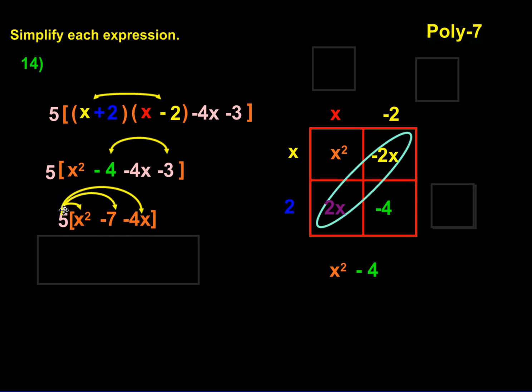And now I'm going to apply this 5 to everything that's in here. So 5 times x squared is 5x squared. I'm going to jump to 5 times -4x because that by degree would be the next one if I want to put this in descending order. So 5 times -4 gives me -20x, and then 5 times -7 is -35.